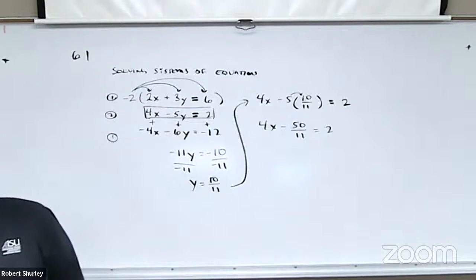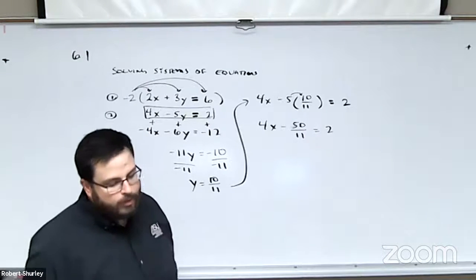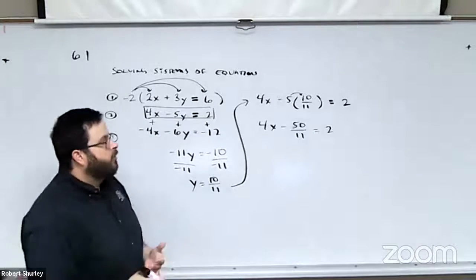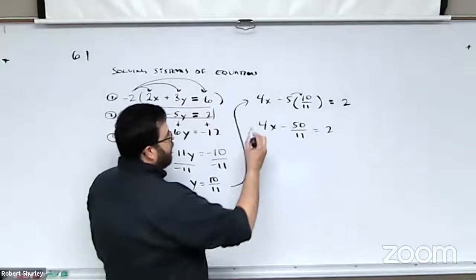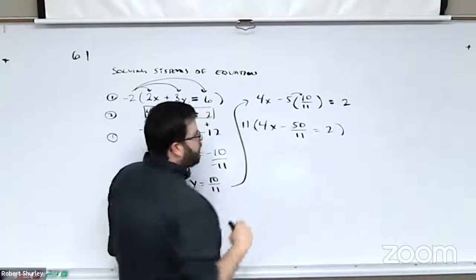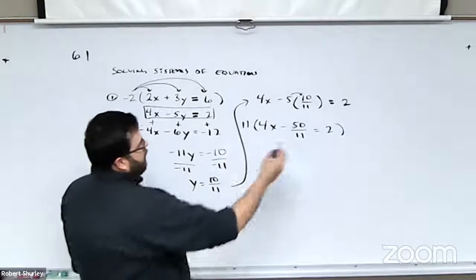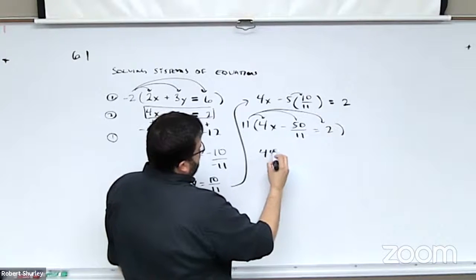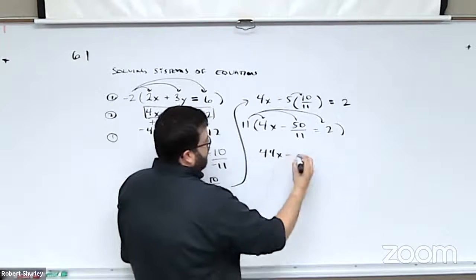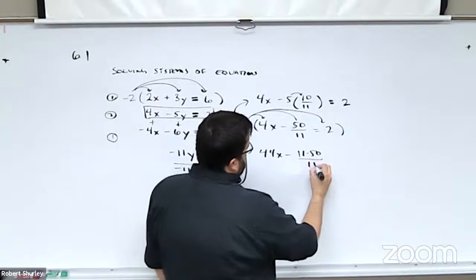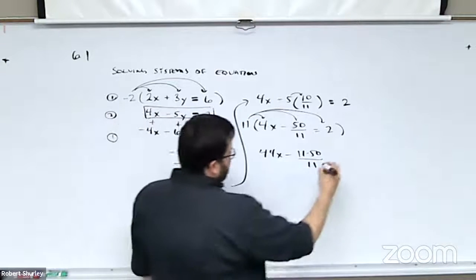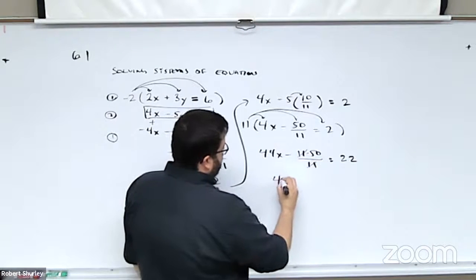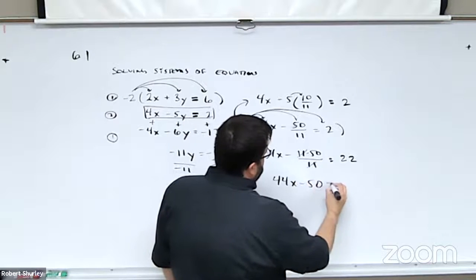I don't like fractions, so if I can get rid of them, I'm going to get rid of them pretty quickly. There's a nice trick. If you only have one fraction in an entire equation, there's an easy trick to do this, and it's you multiply everything by the denominator. So I'm going to multiply everything by 11 here, okay? And when I do that, this denominator fraction is going to go away. So I get 44x minus, now look, because really it's 11 times 50 over 11. So that 11 is going to cancel, equals 22. So look, again, this cancels, and it leaves me with 44x minus 50 equals 22.